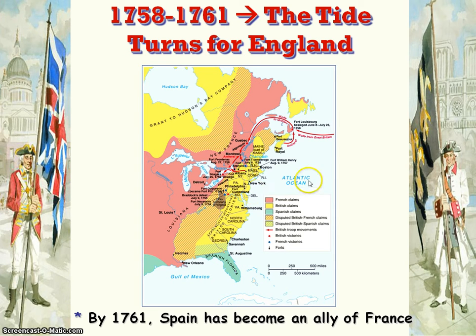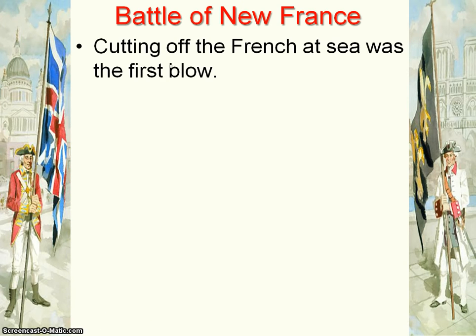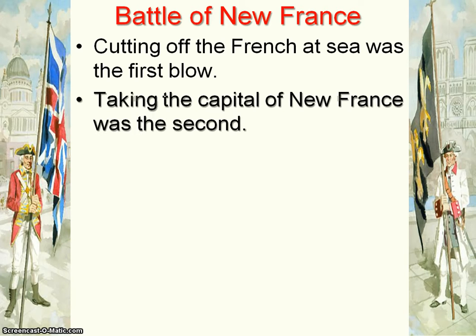So when that happens, guess what? We take stuff from Spain, and they get something back. And it kind of worked out politically for everybody, except France, of course. So the battle for New France, cutting off the French at sea was the first blow. That was the key. Taking the capital of New France was the second goal.